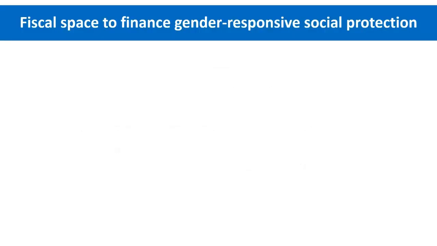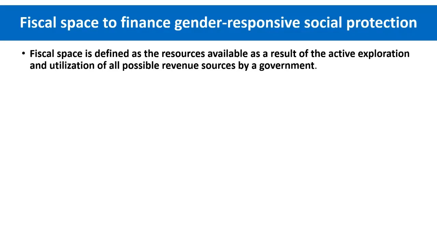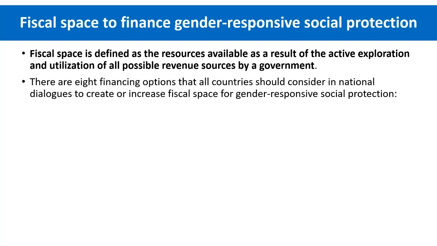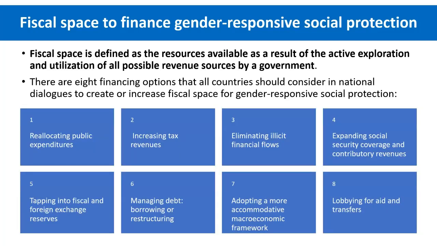But one question will be, how can countries have money to finance gender responsive social protection? So we need to talk about fiscal space. Fiscal space is defined as the resources available as a result of active exploration and utilization of all possible revenue sources for a government. Put simply, it is the resources available for a country through diverse sources, domestic, international, private, public, in order to pursue a policy or a reform. There are eight financial options that all countries should consider while trying to create or expand their fiscal space for gender-responsive social protection. In summary, we put the eight here.